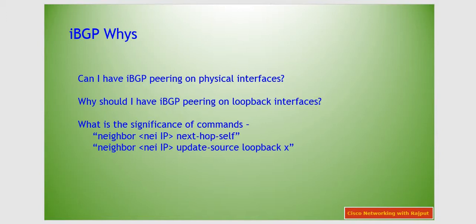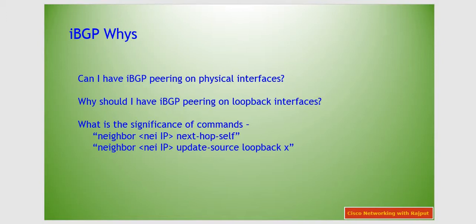We will have a look at that with the help of one topology diagram, and we will configure the devices. The next question is, why should I have BGP peering on loopback interfaces? Both of these questions are interrelated. When we see the negative effects of iBGP peering on physical interfaces, all those negative effects will become features for iBGP peering on loopback interfaces. That is why Cisco recommends using iBGP peering on loopback interfaces.